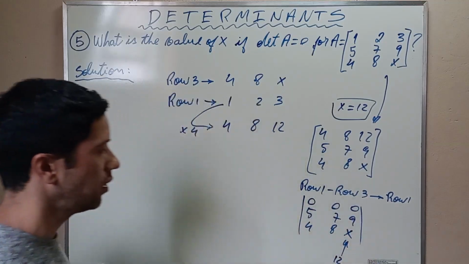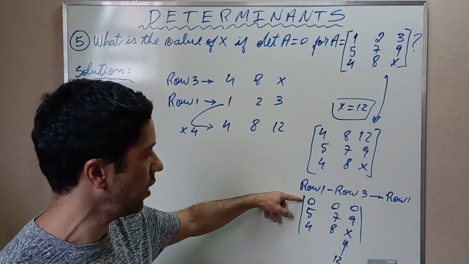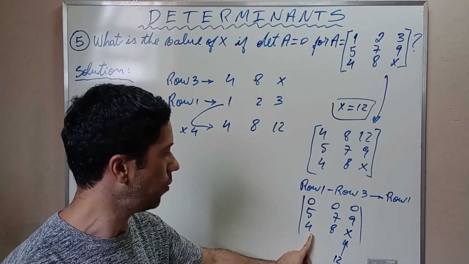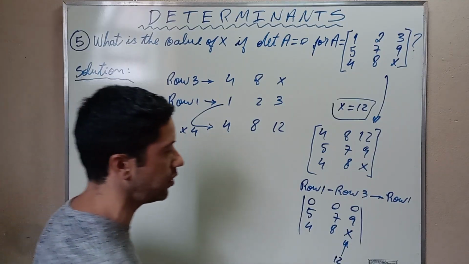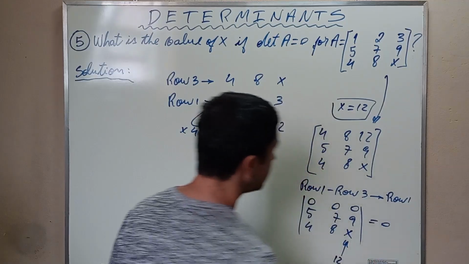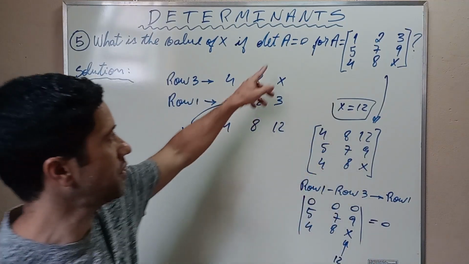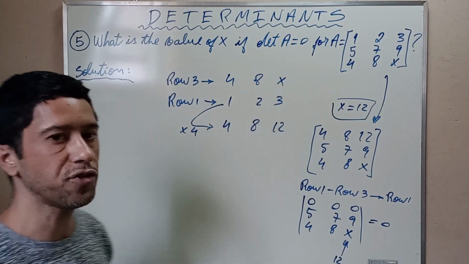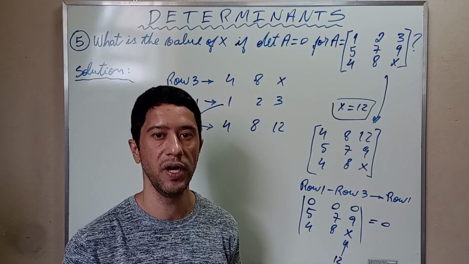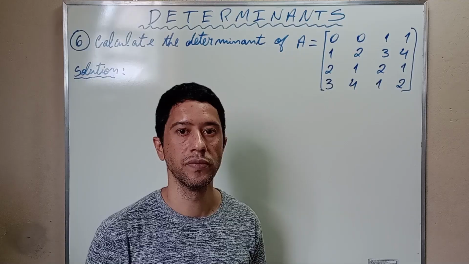And there is a property of determinants that says that whenever there is a row or a column composed of only zeros, the determinant is indeed 0. Thus, if x is equal to 12, this determinant is indeed 0. Alright, my friends? And this is all for exercise number 5. Let's go to the next. Let's go to exercise number 6.